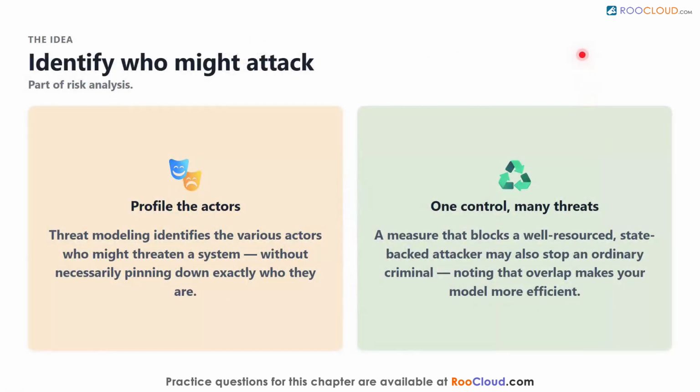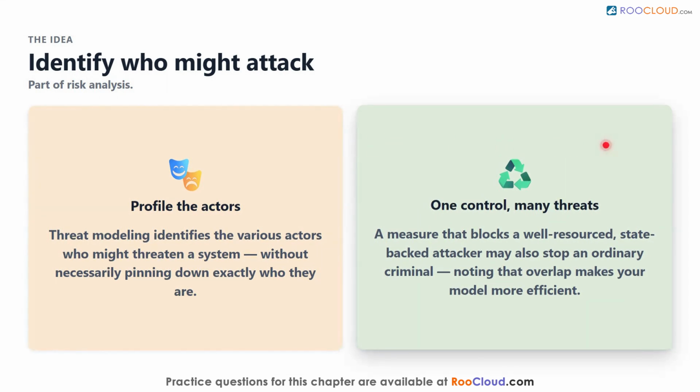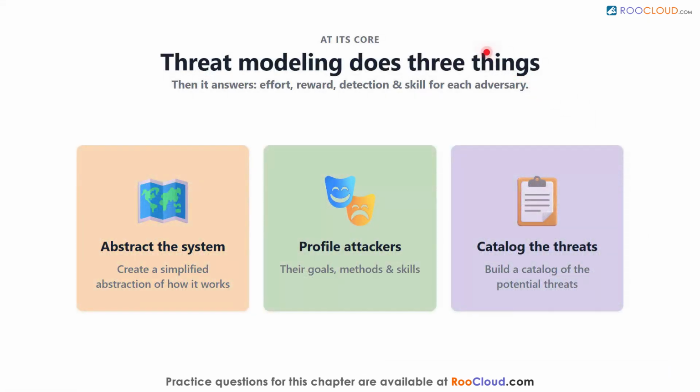Let's start with the idea. Threat modeling is a key part of risk analysis, and it begins by identifying the various actors who might threaten a given system without necessarily pinning down exactly who they are. A practical insight is that one control often defends against several threats at once. A measure that blocks a well-resourced state-backed attacker may also stop an ordinary criminal, and noting the overlap makes your model more efficient. At its core, threat modeling does three things.